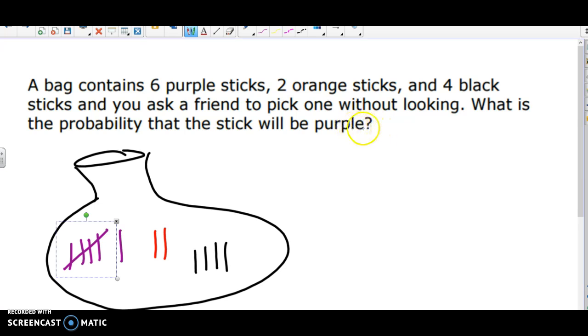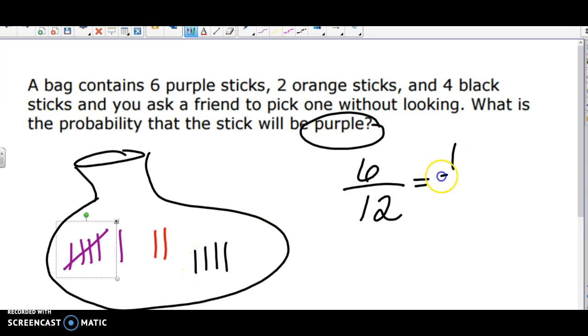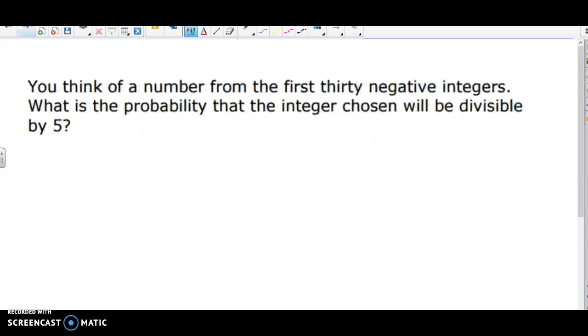Okay, we want to know what is the probability that your stick is going to be purple? Well, there are 6 purple sticks out of 6, 7, 8, 9, 10, 11, 12, out of 12, or 1/2. You think of a number from the first 30 negative integers. What is the probability that the integer chosen will be divisible by 5? So pause it, list the first 30 negative integers starting with -1, -2, -3, etc. What's the probability that it would be divisible by 5? So pause this and figure it out.